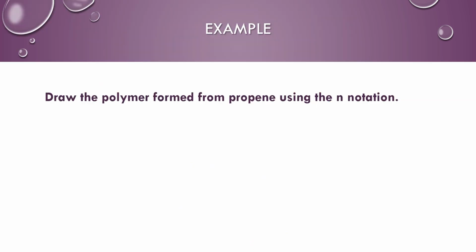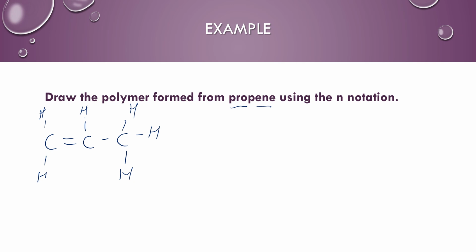So let's look at some example questions. This example says draw the polymer formed from propene using the N notation. So propene, prop means 3, ene is a double bond. So you're going to see 3 carbons, 1 double bond, and then you fill in hydrogens because carbon has to have 4 bonds total. This carbon needs 2 more hydrogens. This carbon only needs 1 more hydrogen. This carbon needs 3 more, so that every carbon has 4 bonds.